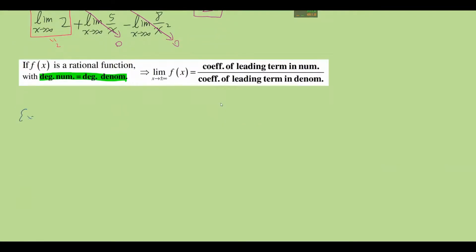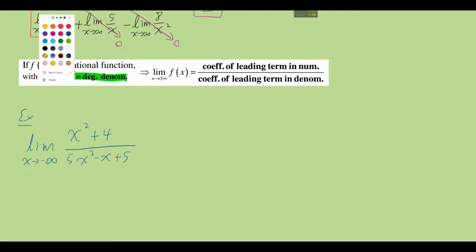Let's say I want to take the limit as x approaches negative infinity of x squared plus 4 over 5x squared minus x plus 5. First, we do see that they have the same degree in the numerator and denominator. So that satisfies the first condition.